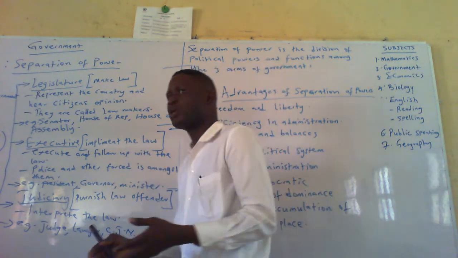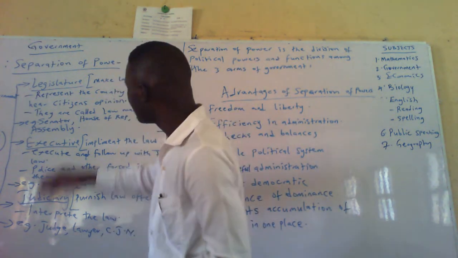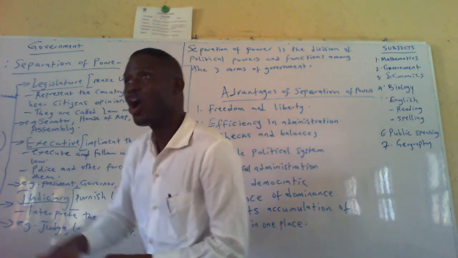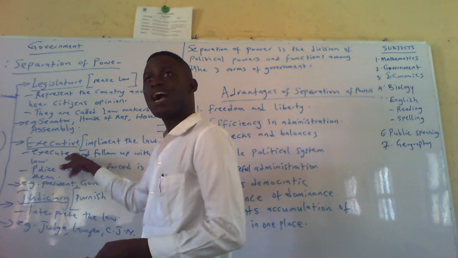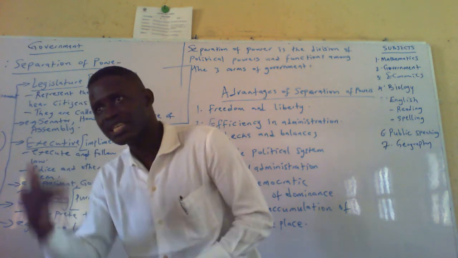If we want to stop police brutality in Nigeria, the National Assembly has to make it a law. So the governor, the president, the minister cannot just stop police brutality in Nigeria.